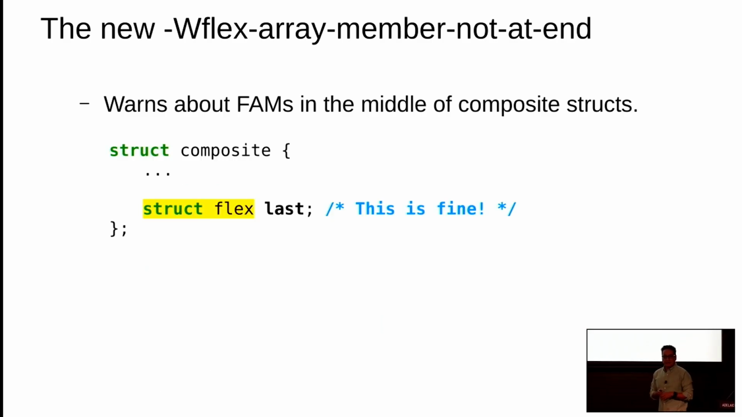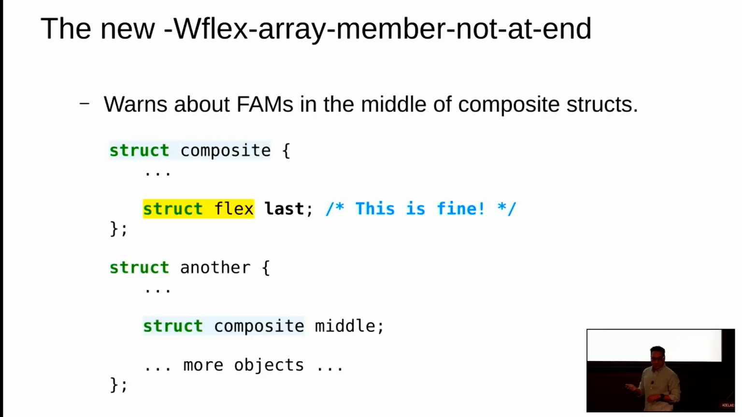In the case that we have a member of the type of the flexible structure at the end of the composite structure, that's perfectly fine, because that means our flexible array member is going to be at the end. However, if we have a member of the type of the composite structure in the middle of another structure, we again have a warning, because at the end we are going to have a flexible array member in the middle of any number of nested structures, and so on. So this is a problem.